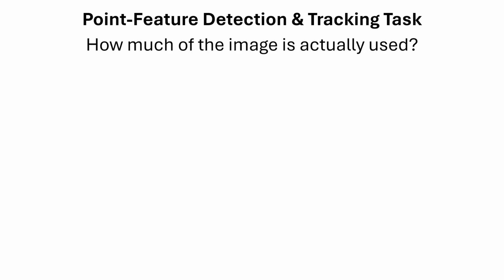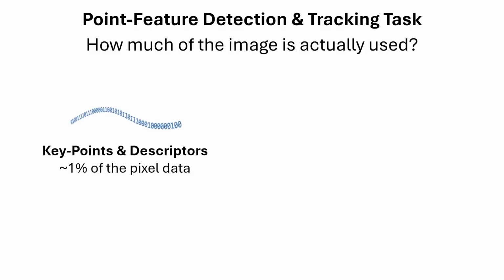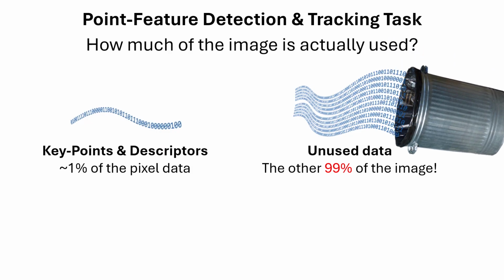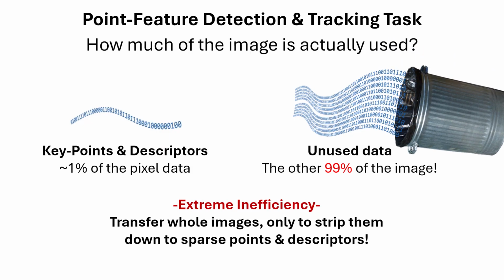How much of it is used to contribute towards the detection and tracking of these features? Well, it's only a tiny percent of the pixel data, say around 1%. So what happens to this other 99% of the image data? Well, essentially nothing. It's discarded every frame, thrown into the trash. So we have this extreme inefficiency here.